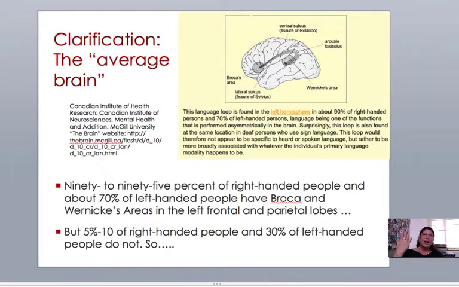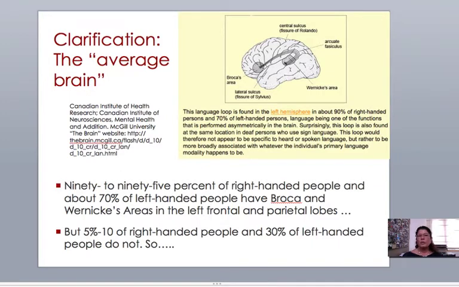So given an average brain, we know that about 90-95% of right-handed people and 70% of left-handed people have Broca's and Wernicke's areas in the left frontal and parietal cortex. So there's a lot of talk about left hemisphere dominance for language, and that is true.